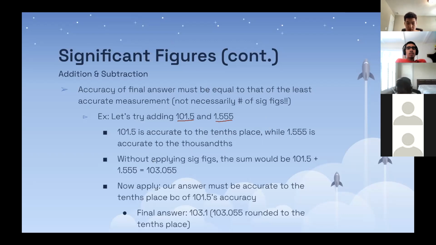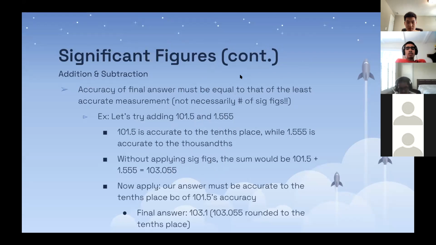So if you're not rounding and you're just adding them up, this is your answer, right? 103.055. But because you have to apply sig figs here, you make it match the place of the least accurate addend. So in this case, that would be using the tenths place. So if you're rounding 103.055 to the tenths place, you would do 103.1 because you have that 5 in this place. Yeah, I hope we don't need to teach how to round. I think we're going to be fine though. Yeah, so that's basically how you do addition.